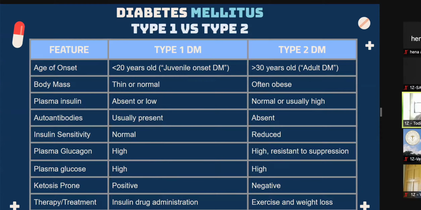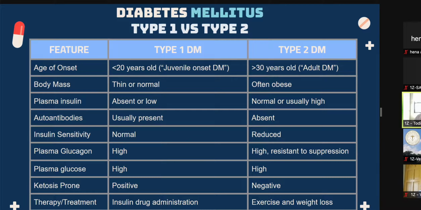Okay, so here's a table showing the differences of the 2. So in type 1 diabetes mellitus, it occurs usually sa patients less than 20 years old. That's why it is also called juvenile onset diabetes. While in type 2 naman, usually yung patients natin 30 years old and above. And it is also called adult diabetes mellitus. So for the body mass, usually patients with type 1 are thin or normal. And in type 2 naman, often obese sila.